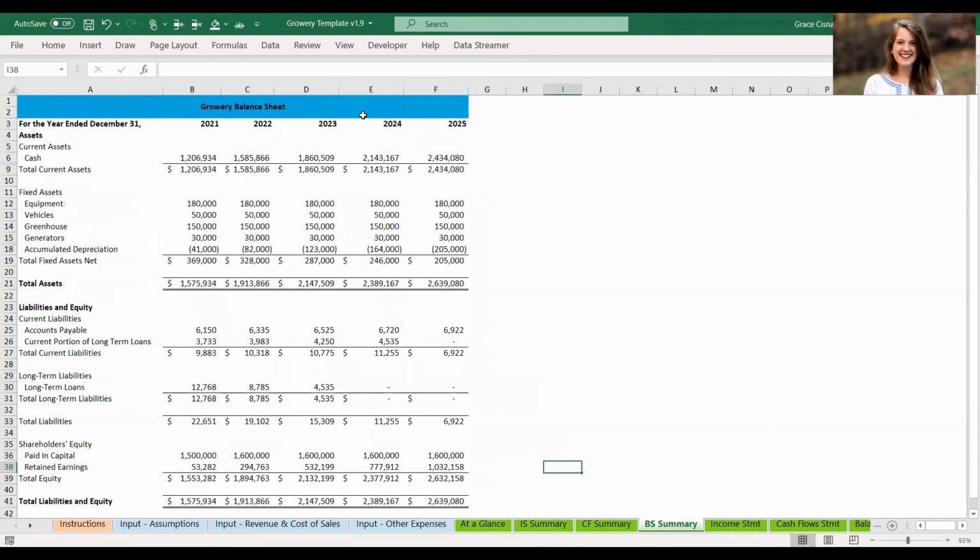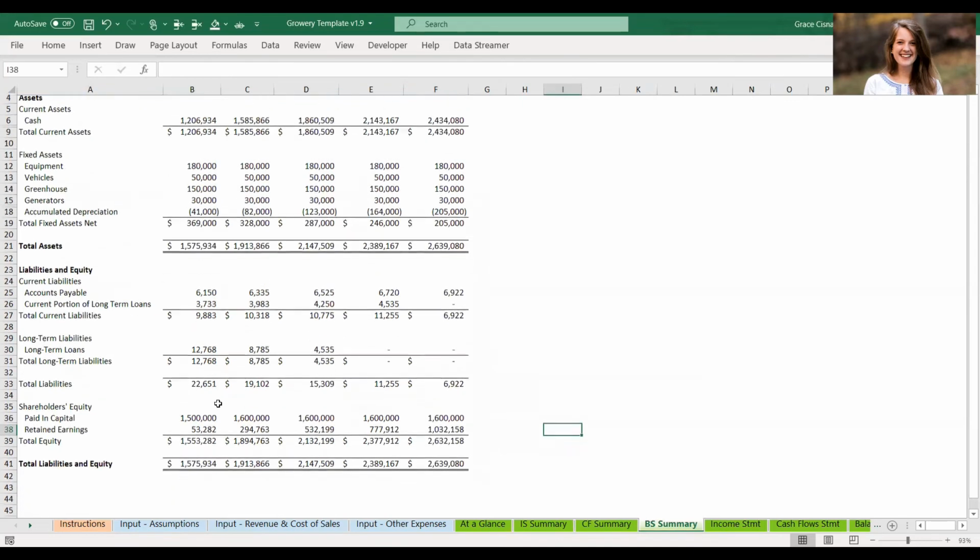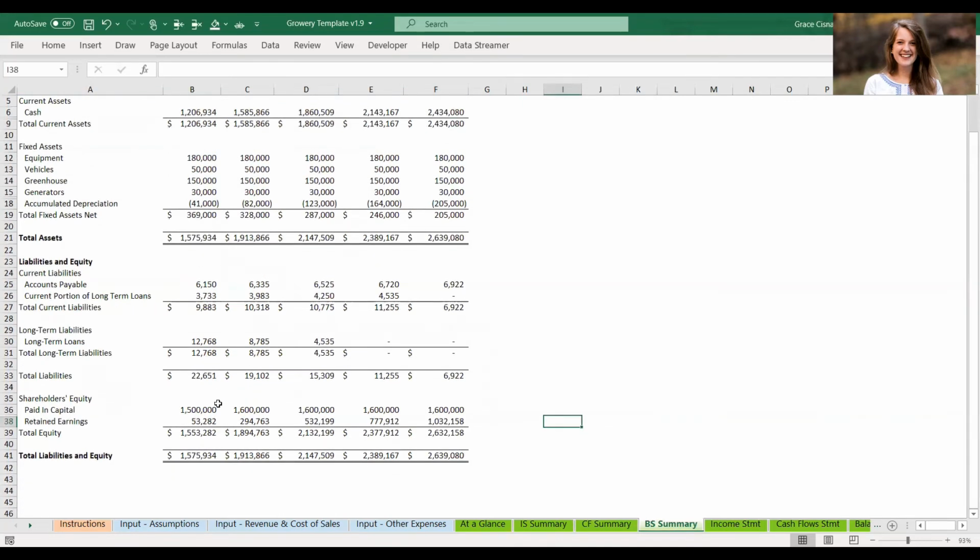Balance sheet summary, showing your assets, your liabilities, and your equity. Our balance sheets are always going to balance in our ProjectionHub templates. That's one of the hardest parts of building a financial report on your own, is getting the balance sheet to balance. But these are going to balance for you, so you don't have to worry about it.